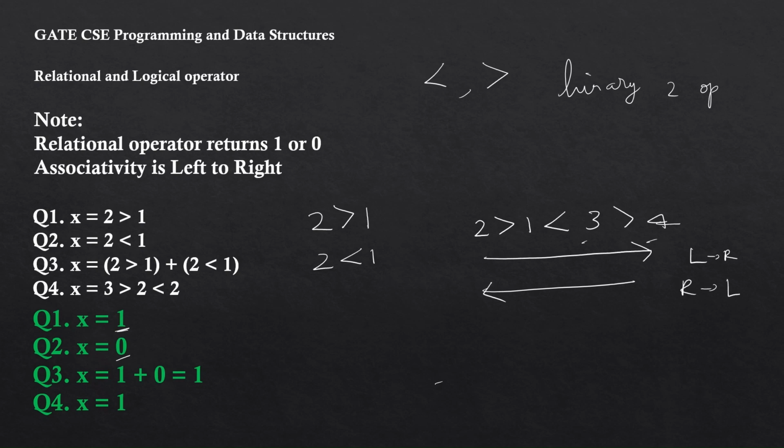So there is something called associativity. It's something predefined already. We have a set of rules in the language saying that for this operator, this is how you do it. So for our relational operators, less than and greater than, our associativity is left to right. That means whatever we are given, we are always going to associate from left to right.